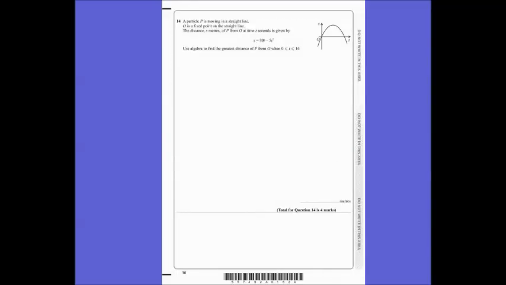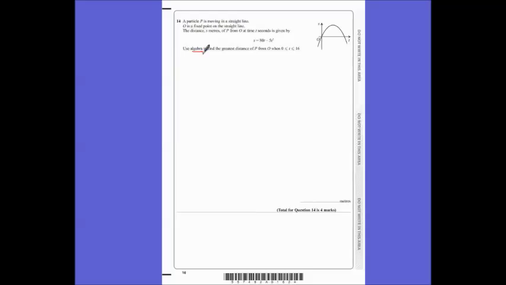Question 14. It says a particle P is moving in a straight line. O is a fixed point on the straight line. The distance s meters of P from O at time t seconds is given by the equation s equals 80t minus 5t squared. Use algebra to find the greatest distance of P from O between 0 and 16. Now the really important bit there is that it says using algebra. So you can use the fact that this is symmetrical and do it using a bit of common sense really, but you've got to use algebra.